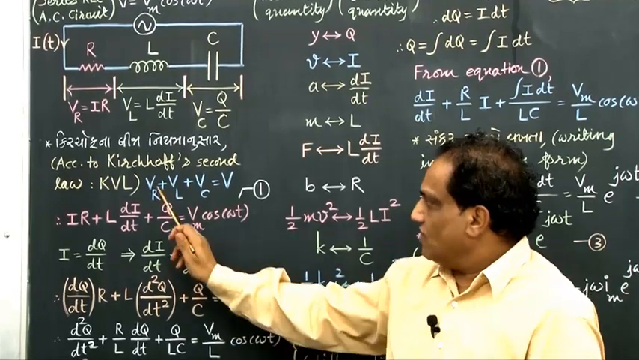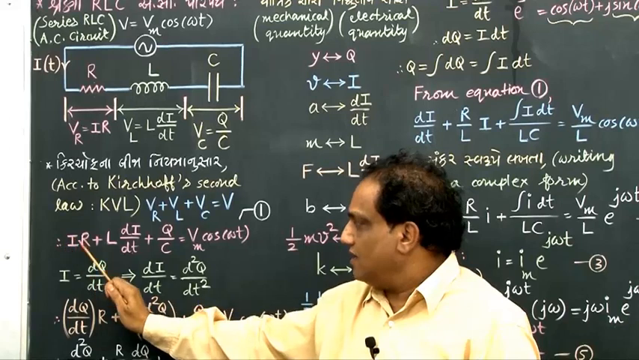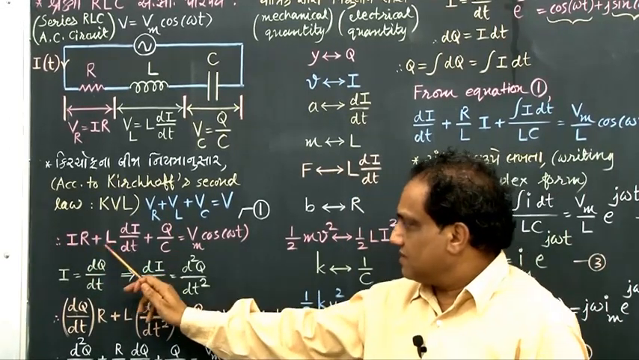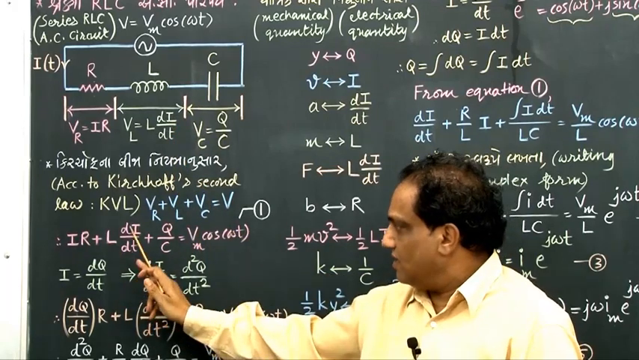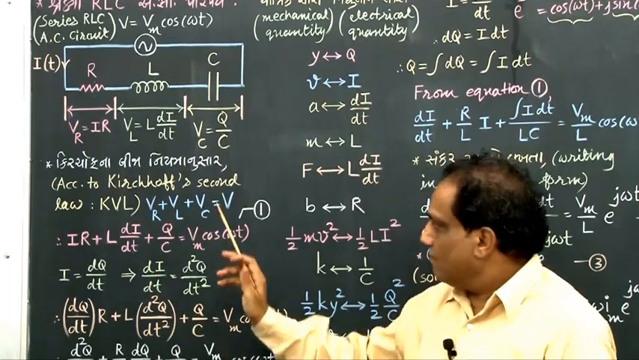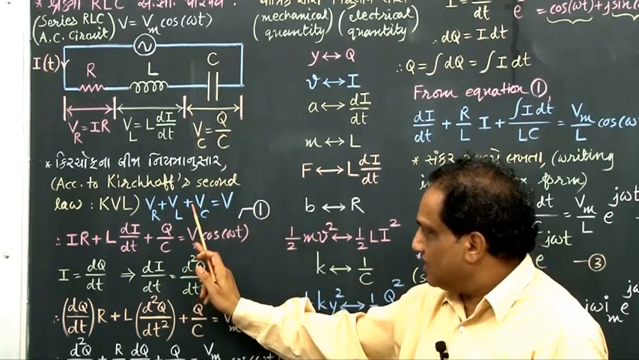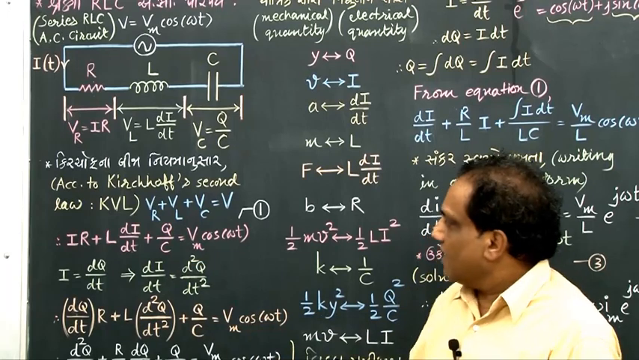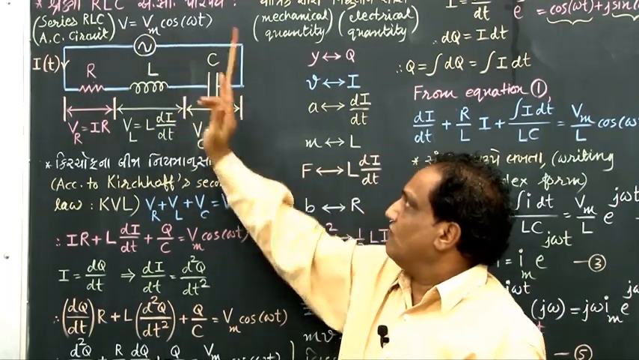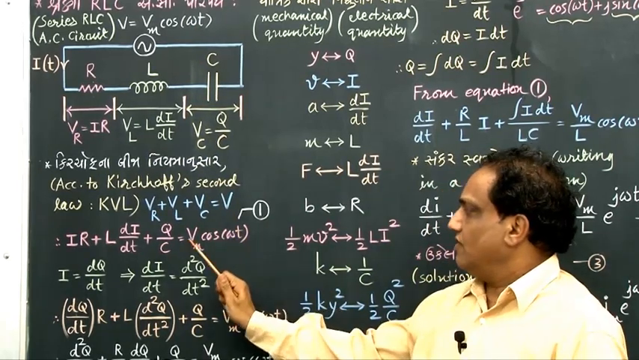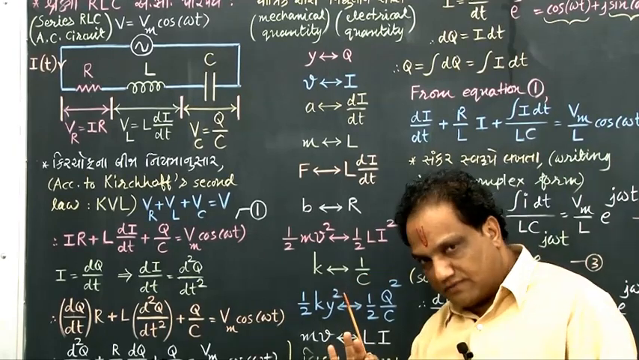What is the value of VR? Value of VR is I into R. Plus, what is VL? L into di upon dt. Correct? Plus, what is VC? VC equals Q by C. And what is V? V equals Vm cos omega t. Give it equation number 1.